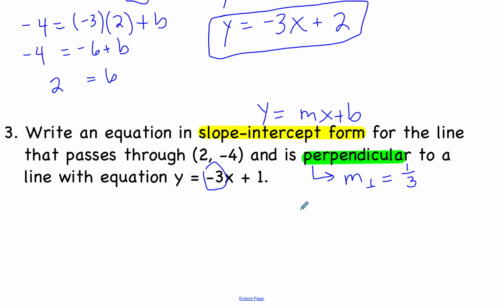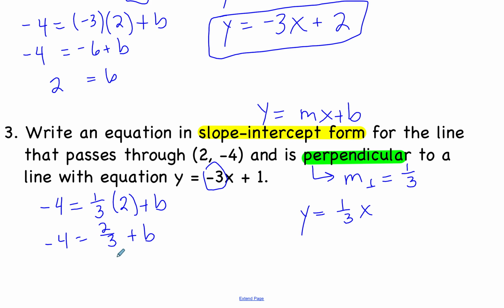So again, we can write the beginning of our equation, y equals 1/3 x, but we need to figure out what b is. To do that, we use our slope-intercept form. Y is negative 4 is equal to m, which is 1/3, excuse me for that. Y equals m times x is 2, plus b. Okay? So this time when we multiply, we get negative 4 equals 2/3 plus b. Now this one's a little more complicated. We have to subtract 2/3 from both sides.